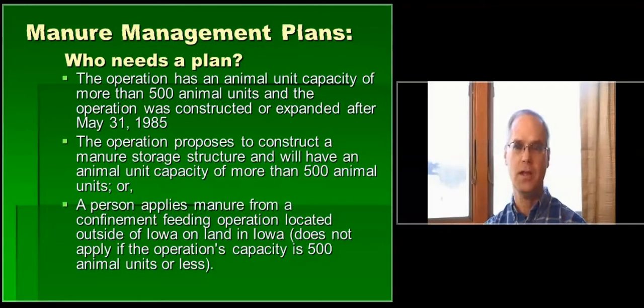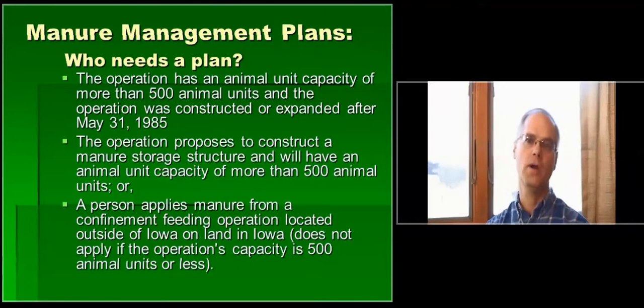That doesn't include expansion, okay? You make any change in your operation and you're over 500 animal units, then you are counted. Also, if the operation proposes to construct a manure management structure with an animal unit capacity of more than 500 units, or a person applies manure in Iowa from a confinement operation located outside of Iowa. That does not apply if the operation's capacity is under 500 units. So for those of you in Minnesota, if you have a 500 animal unit capacity place and you're hauling manure into Iowa, you're required to have an Iowa manure management plan. That's something some people aren't aware of. Again, if you're less than 500 animal units, it doesn't apply.